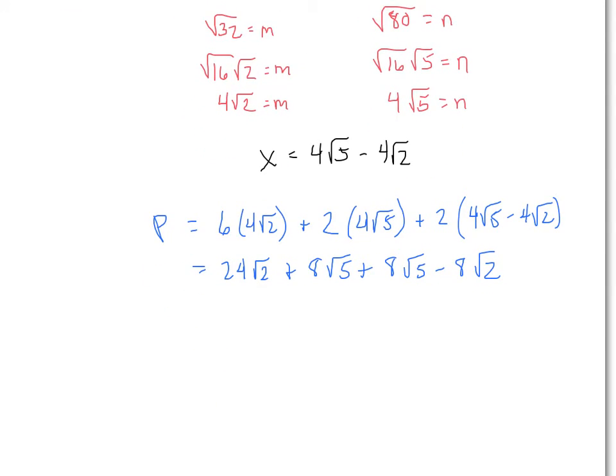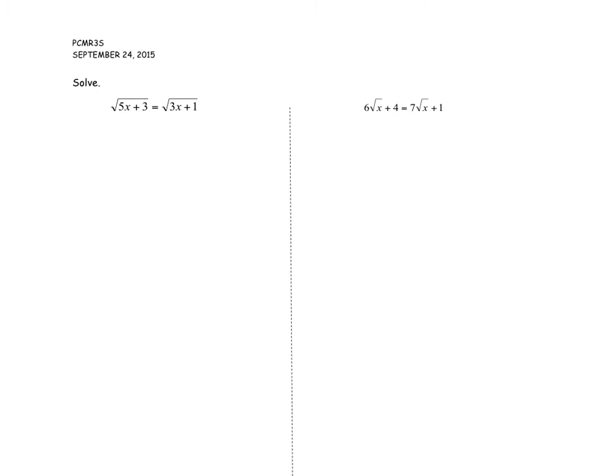And the last thing we've got to do is simplify common terms. We have 24 square root of 2 minus 8 square root of 2. That comes out to 16 square root of 2. And now we have 2 of these, which come out to 16 square root of 5. And there's your perimeter.